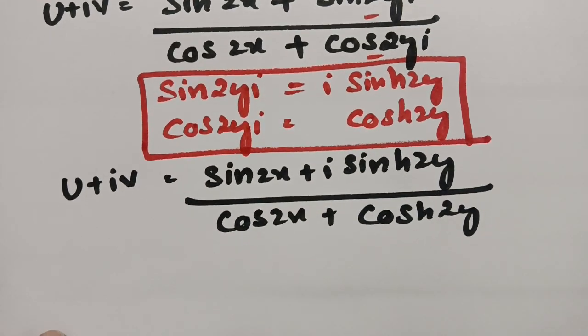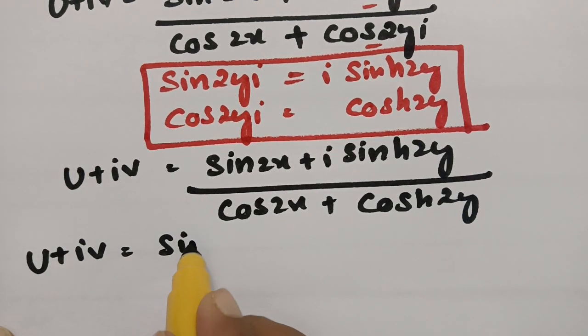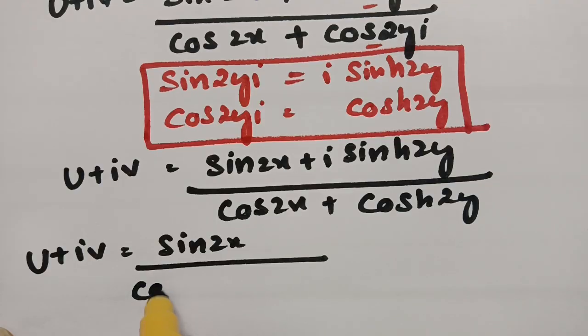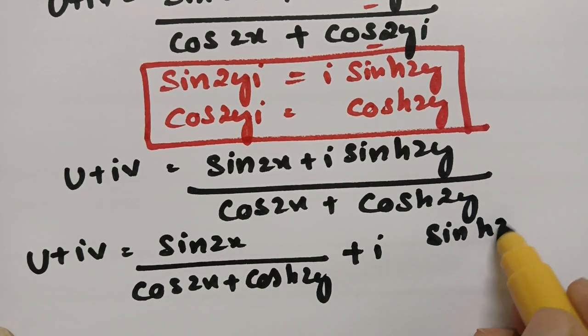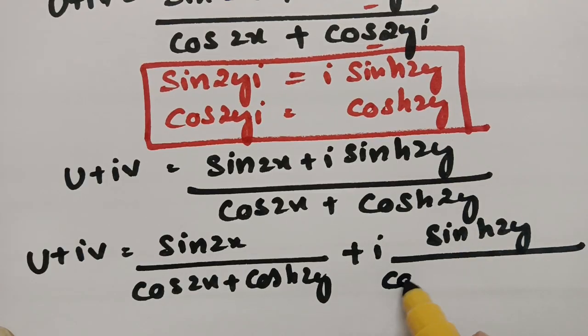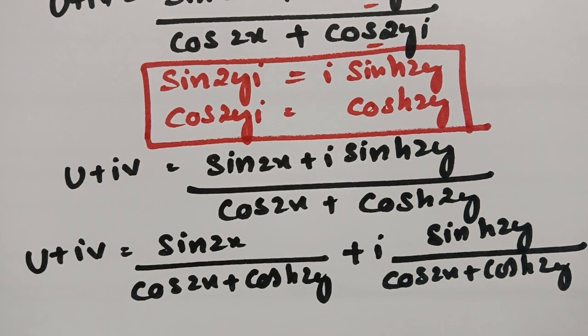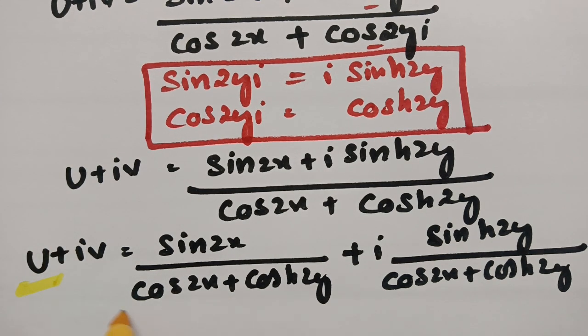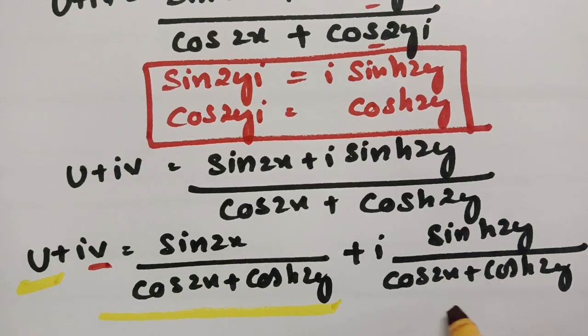And next, I am going to separate the real part as well as the imaginary part. U plus iV can be written as sine 2x over cos 2x plus cosh 2y, plus i times, if I separate the imaginary part, sinh 2y over cos 2x plus cosh 2y. So on comparing the real parts as well as the imaginary parts, u is equal to this value, and v is equal to this one. So the imaginary value is equal to this one.